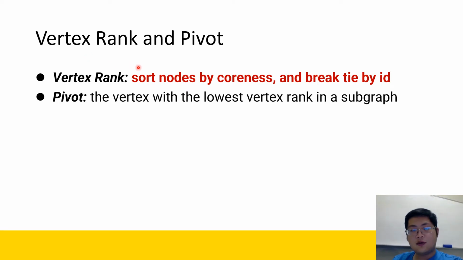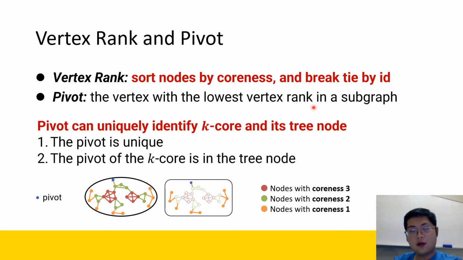Here is the definition of pivot. Vertex rank is to sort nodes by coordinates and break ties by ID, and pivot is the vertex with the lowest vertex rank in a subgraph. So therefore, pivot can uniquely identify a K-core and its tree node. This pivot is unique and it's also in the K-core tree node, and therefore we can use it to identify both the K-core and its tree node.